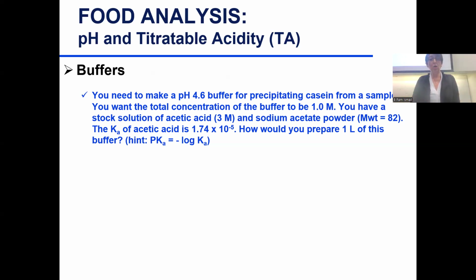All right, so we want to precipitate casein. We want to use a buffer at pH 4.6. And then you want the concentration of the buffer to be 1 molar. So the total concentration of the buffer to be 1 molar. Let me write that down so that it makes a little bit more sense to you.